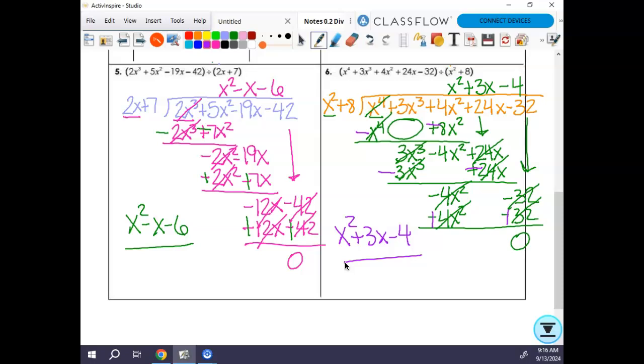What questions do you have? Knocking the cobwebs off, right? Because I believe now you start polynomial long division in Algebra 1. I don't know that you spend that much time in it, but it is part of Algebra 1, and then you definitely do it in Algebra 2.